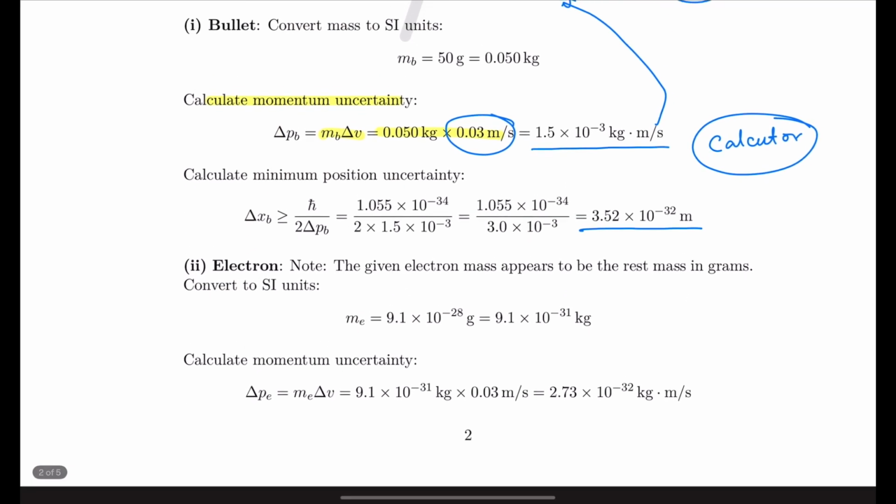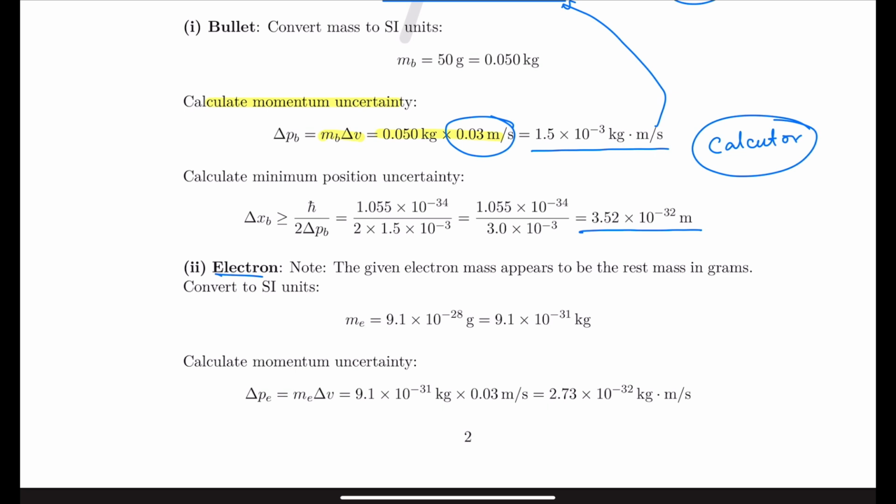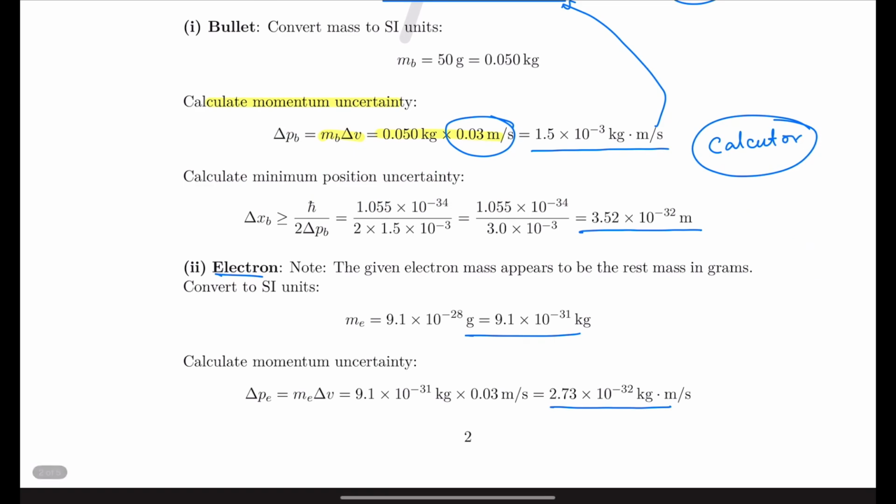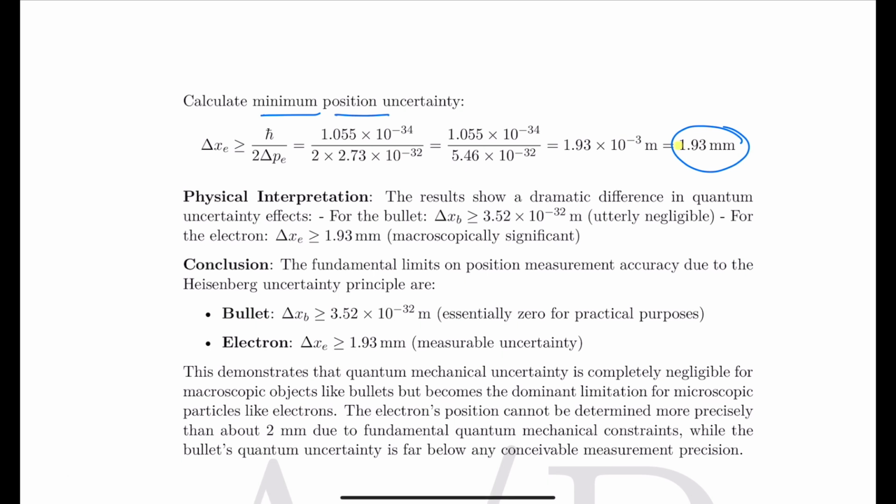Now we will do the same thing for the electron. The mass of the electron is 9.1 multiplied by 10 to the power minus 31 kilogram, and the corresponding uncertainty in momentum is 2.73 multiplied by 10 to the power minus 32 kilogram meter per second, and that leads to a minimum position uncertainty of 1.93 millimeter. So we saw that if the mass is around 50 grams, the uncertainty in position is very small, of the order of 10 to the power minus 32 meter. But for the electron it is 1.93 millimeter, which is a lot greater than the value for the bullet.